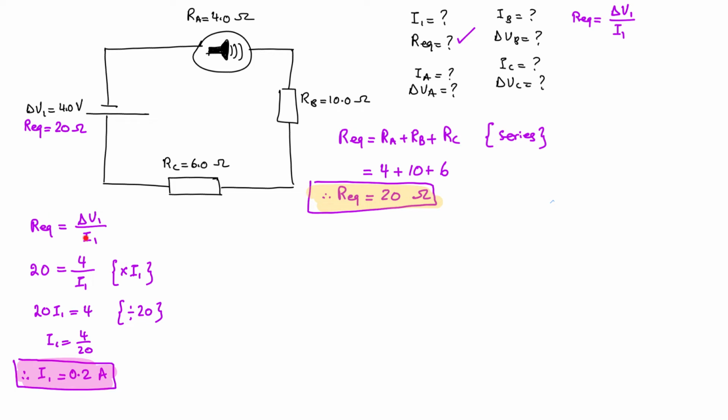And again, you could have done it this way. You could have right away rearranged this equation and said that I1, I'm going to cross multiply here. I1 is equal to delta V1 over Req, and then plug the values in as 4 over 20.